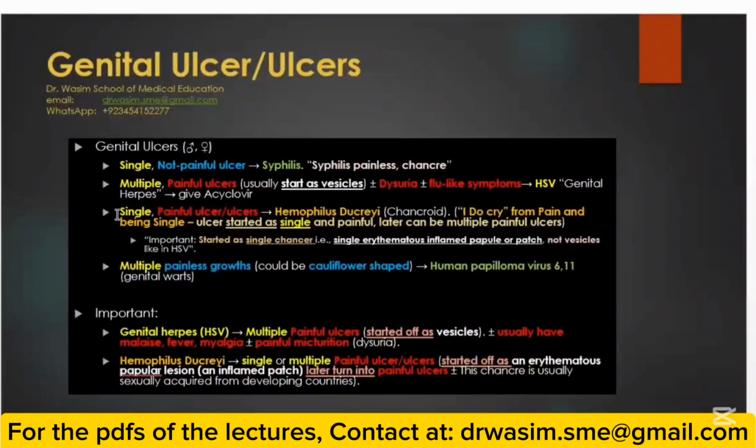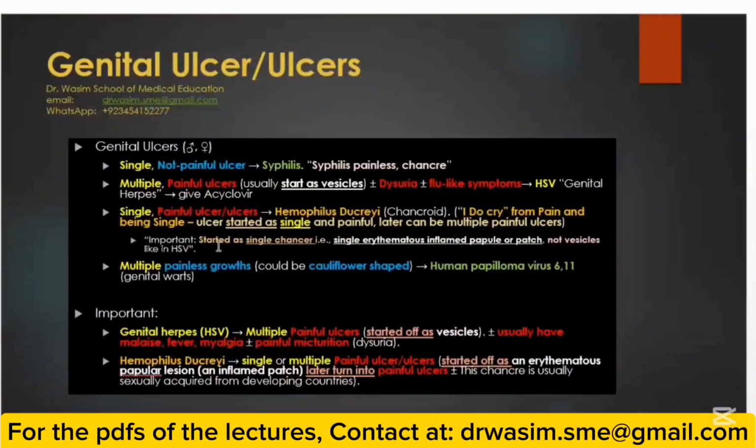If the genital ulcer is a single lesion and is painful, initially it is single, but later on it may become ulcers, that is, it may convert into multiple ulcers, and this is because of Haemophilus ducreyi, that is chancroid. You can remember, I do cry from pain and being single, that is, it will be painful and started as single.